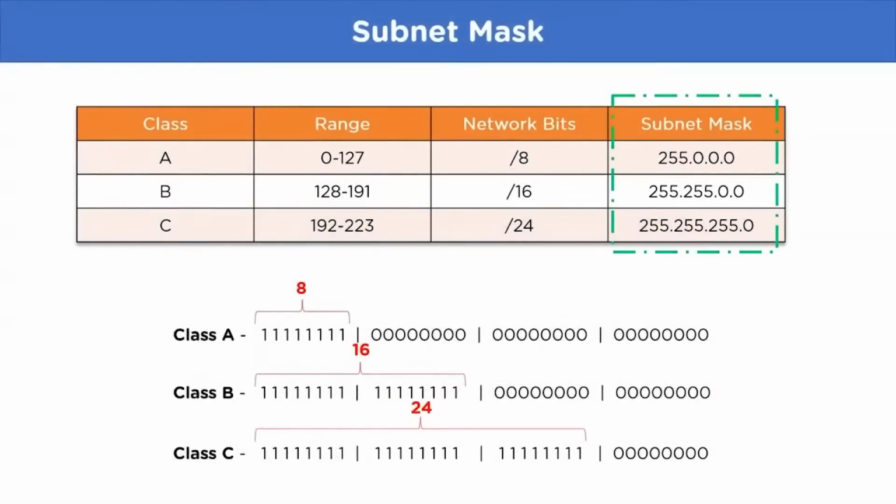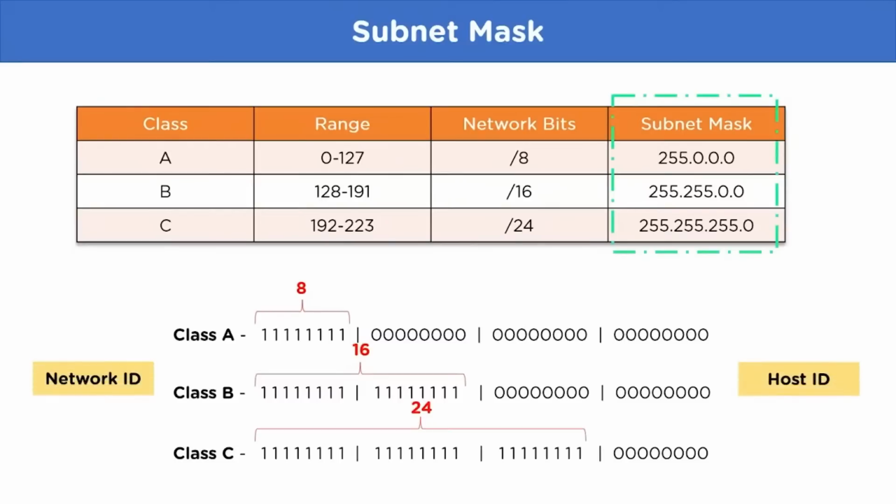In this, let's see the default subnet mask for each of the classes. For class A, we have 255.0.0.0. For class B, we have 255.255.0.0. Whereas for class C, we have 255.255.255.0. To better understand this, let's take a look at the classes individually.